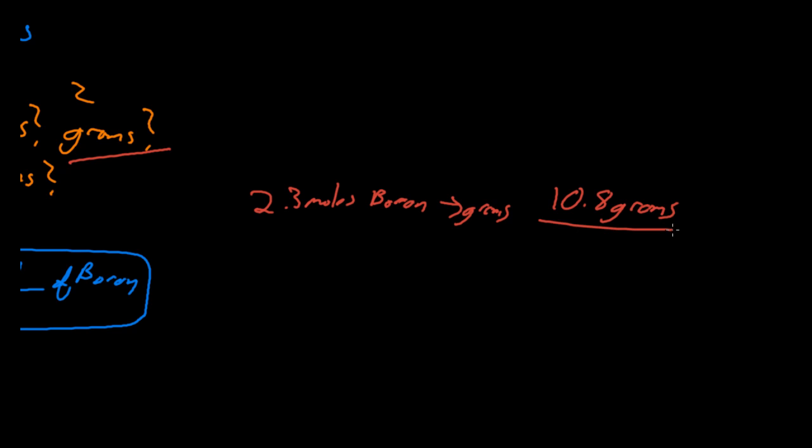Grams per 1 mole. Remember, we have 2.3 moles. So all we have to do again is just multiply these two numbers together, right? Because it's like having 2.3 jars full of 10.8 candy. To find the amount of candy, we just multiply them together. So 2.3 moles times 10.8 grams.